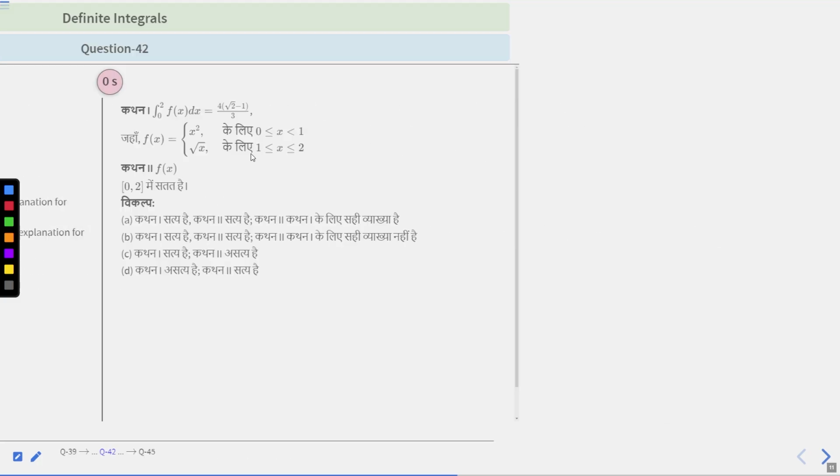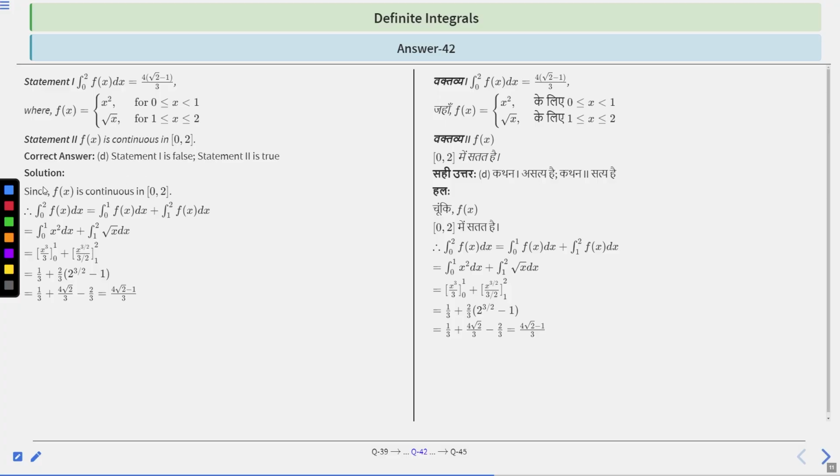Okay, let's move to the solution part C. As we have discussed, since f(x) is continuous in 0 to 2, therefore the integral from 0 to 2 of f(x) dx can be written as the integral from 0 to 1 of f(x) dx plus the integral from 1 to 2 of f(x) dx, right? From 0 to 1, f(x) is basically x square, right? So from 0 to 1 x square dx, plus from 1 to 2 root x dx, right?